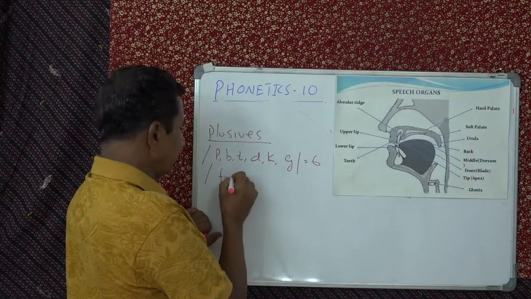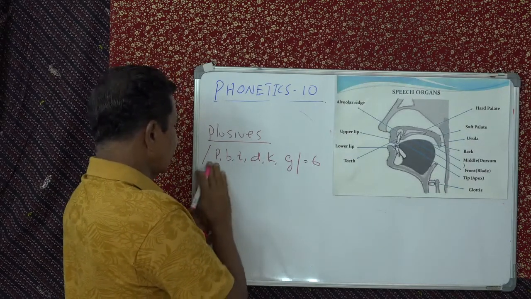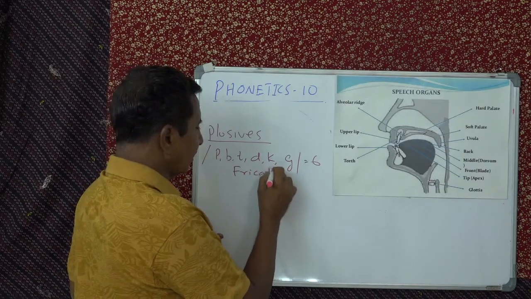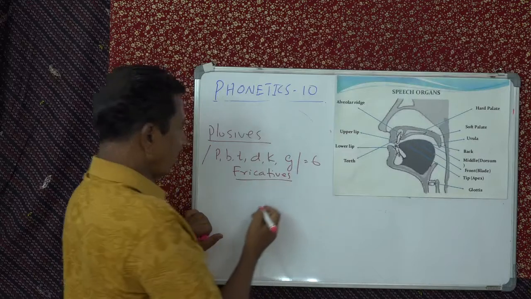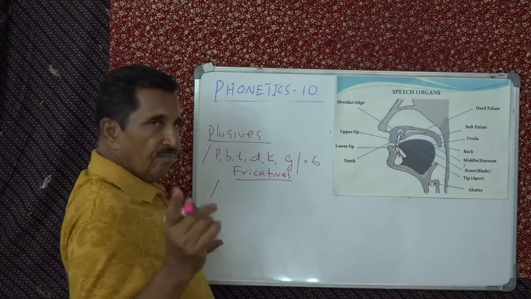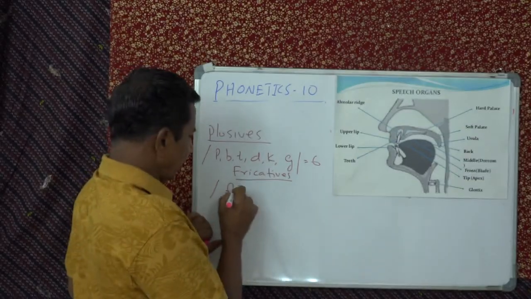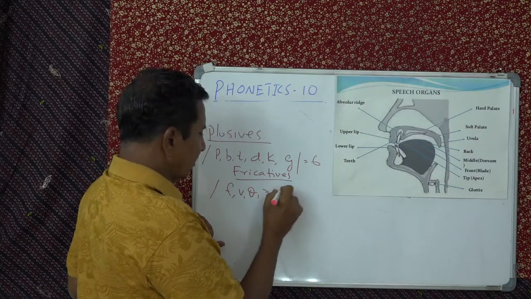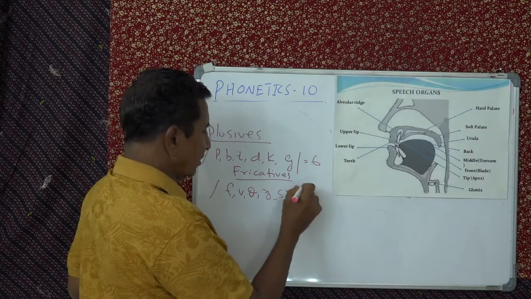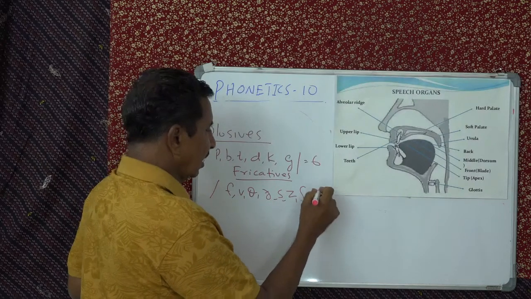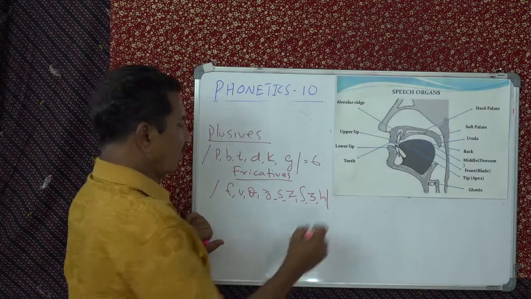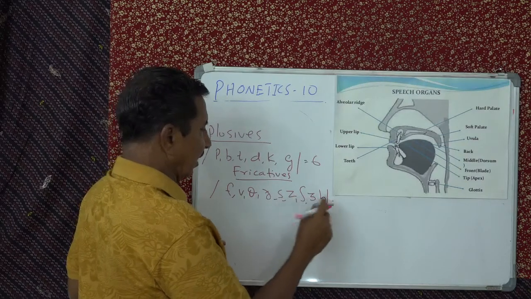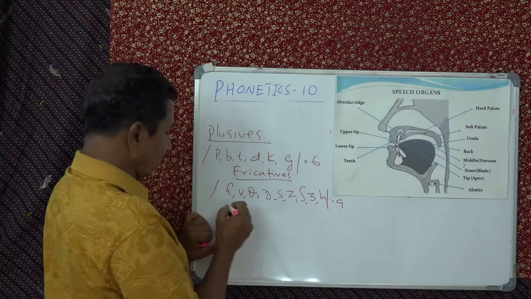Let us write the subheading here: Fricatives. We have got F, V, T, D, S, Z, Sh, and H. That is, we have got 9 in number. 1, 2, 3, 4, 5, 6, 7, 8, 9. And we have got 2 more.